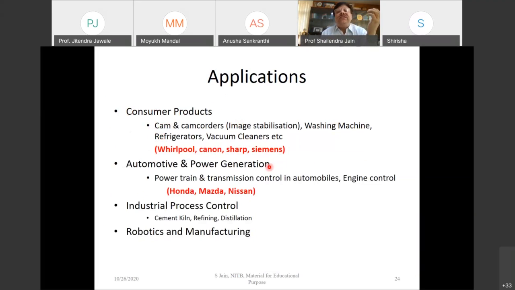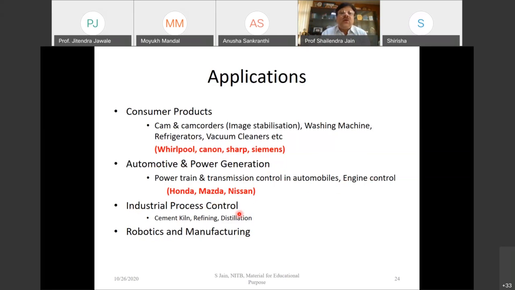Automotive and power generation. These days we are talking about EVs, electric vehicles. So in EVs, basically for powertrain and transmission control in automobiles, engine control, almost all the companies, Honda, Mazda, Nissan, are now using fuzzy logic for automotive and power generation applications.